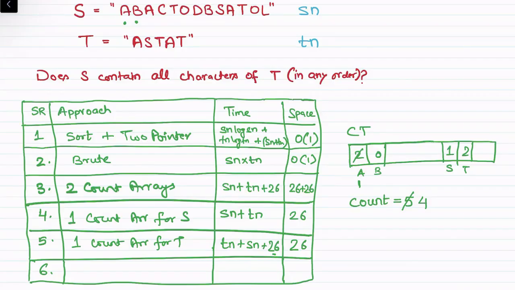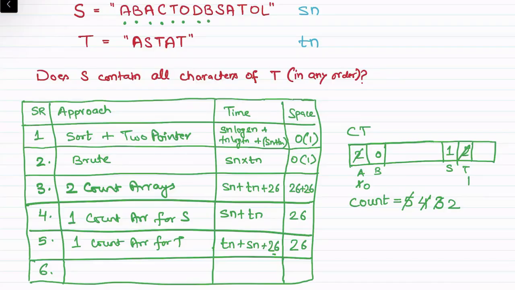Coming to the third, which is A. Again, A's frequency reduces from 1 to 0 and the count also reduces, so that we have 3 more characters to match now. Coming to C, its frequency is 0 in the CT array, ignore it. T, its frequency is 2, reduce it to 1 and make the count 2. There are 2 more to match. O's frequency is 0, ignore it. D's frequency is 0, ignore it.